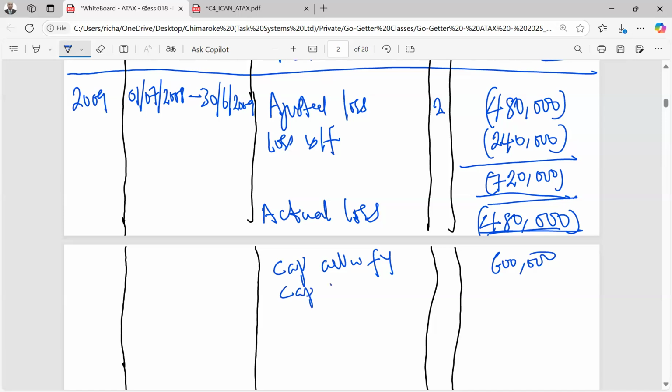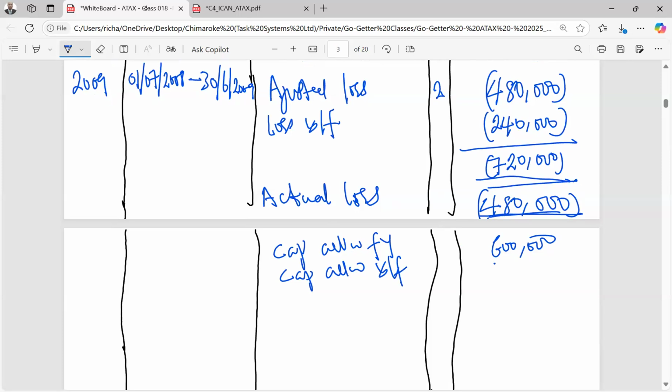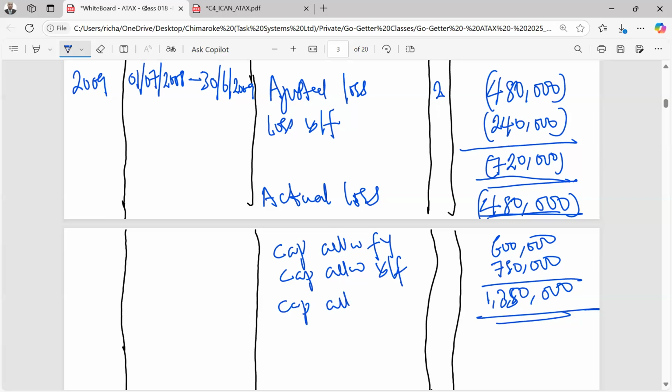Capital allowance brought forward. Remember, we had 750 before. We are now bringing the 750. When you add them, 7 plus 6 is 13. That is 1,350,000. So this is your capital allowance carried forward.